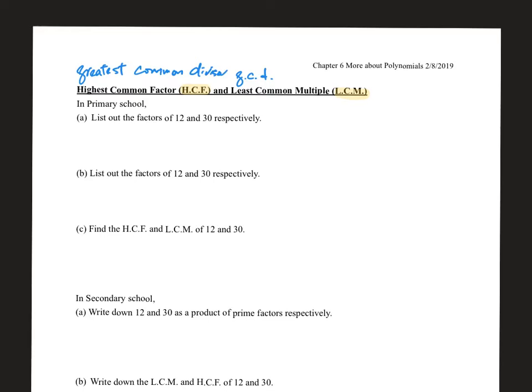So let's recall some ideas from when you were in primary school. First of all, you are going to list out all the factors of 12 and 30 respectively. So we have 1 times 12. I like to put the smaller number in front. 2 times 6. And finally 3 times 4. Totally 6 factors. While for 30, you have 1 and 30, 2 and 15. Anything else? 3 times 10. And also 5 times 6. Totally 8 factors. So this is the meaning of being asked to list out the factors of the two numbers.